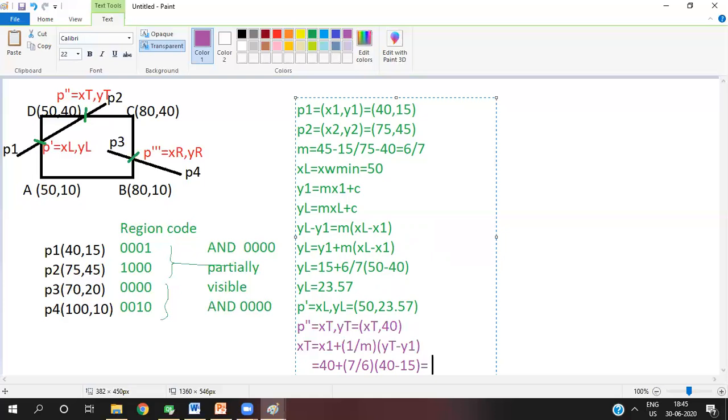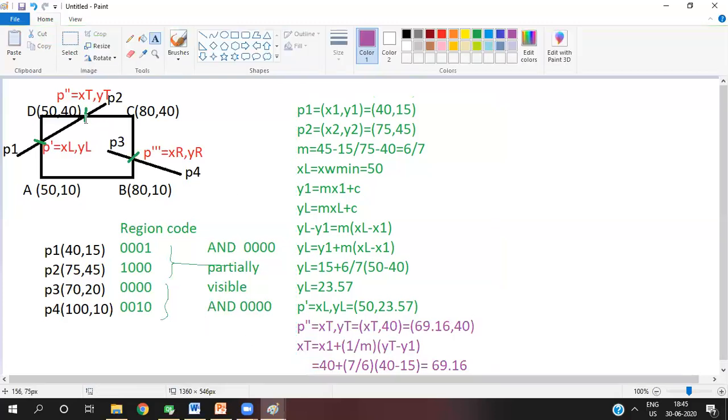Calculate it, you will get the value something like 69.16. This is the value for xt. So here you can write it 69.16 comma 40. So this is the intersection point you got here. Fine. Similarly, you can calculate p triple dash, right? But here you need to consider the right hand side. Which line? P3 P4 line.